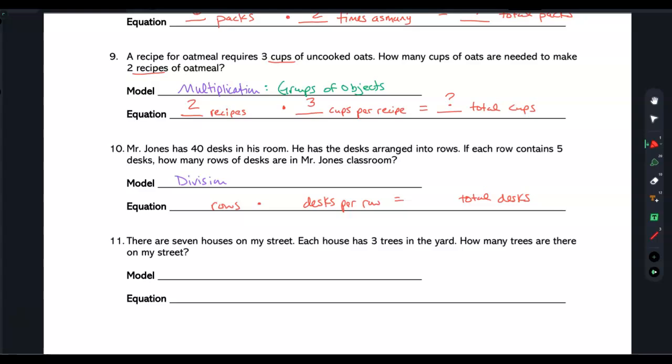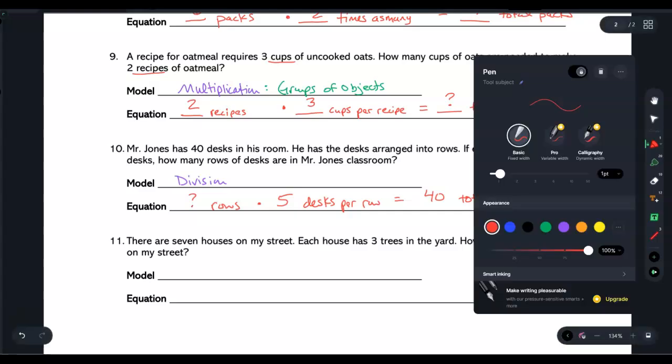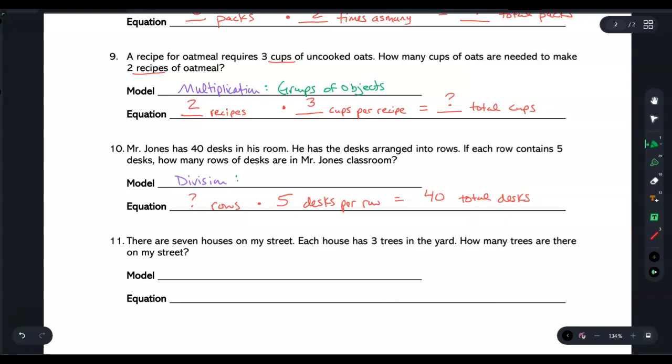So what do I know? I know the total is 40 desks. I also know each row contains 5 desks, so I know 5 desks per row. What I don't know is the number of rows. So as soon as I write that setup, if I wasn't clear before that this was division, I can see, oh, how would I find the number of rows? I would divide 40 by 5. So this is then array area.